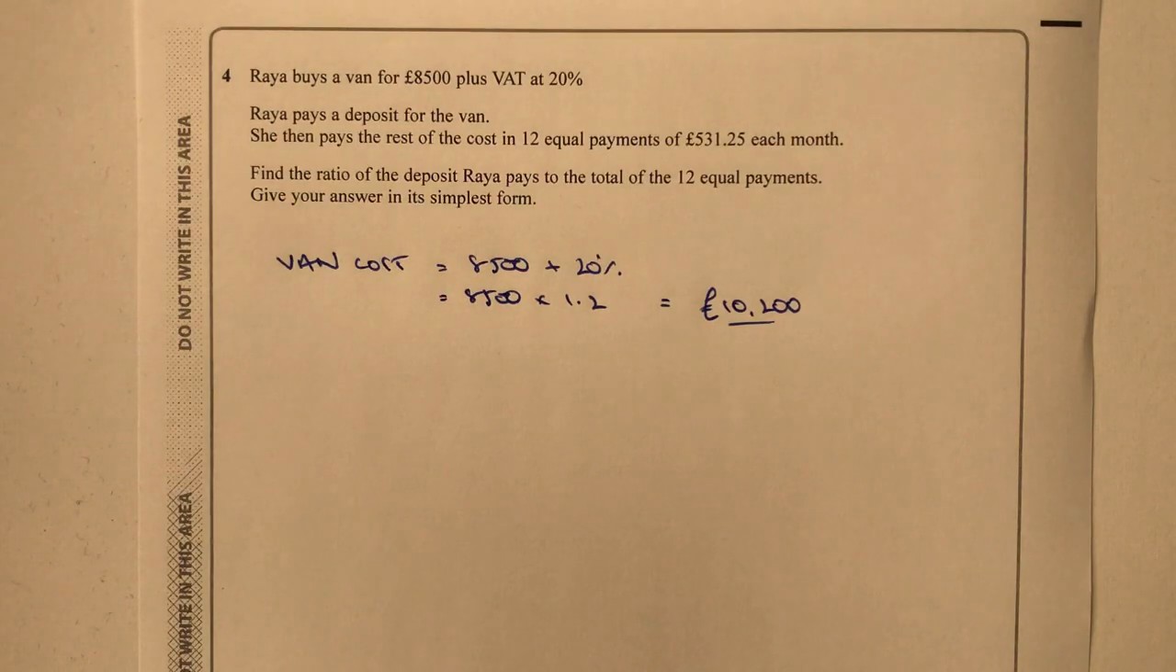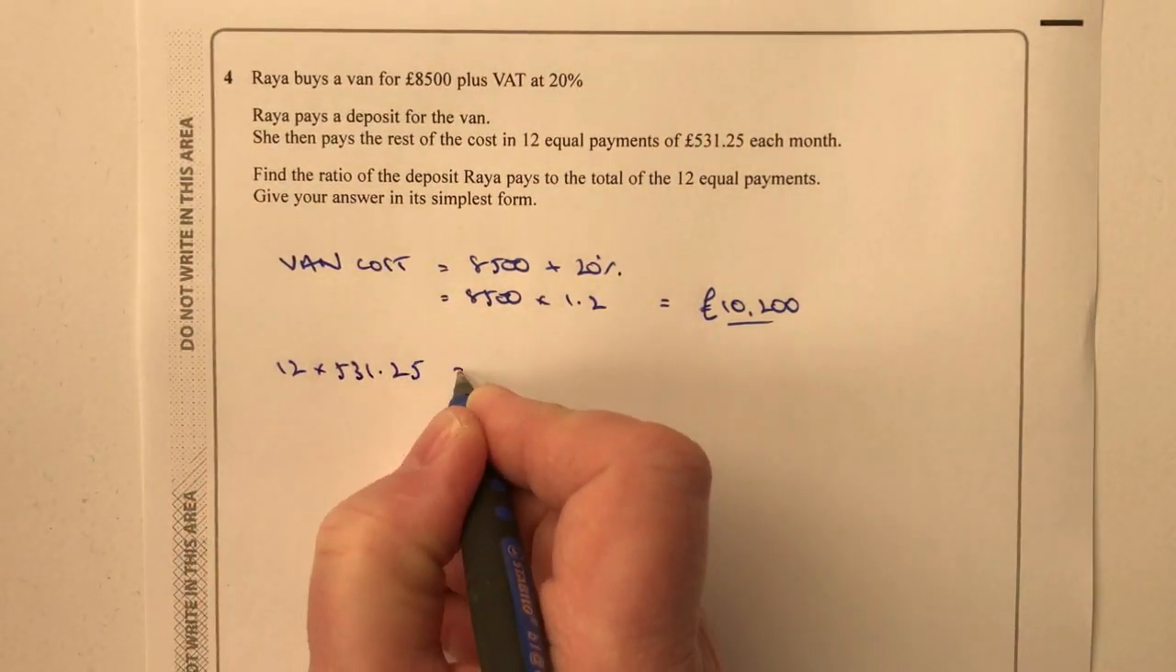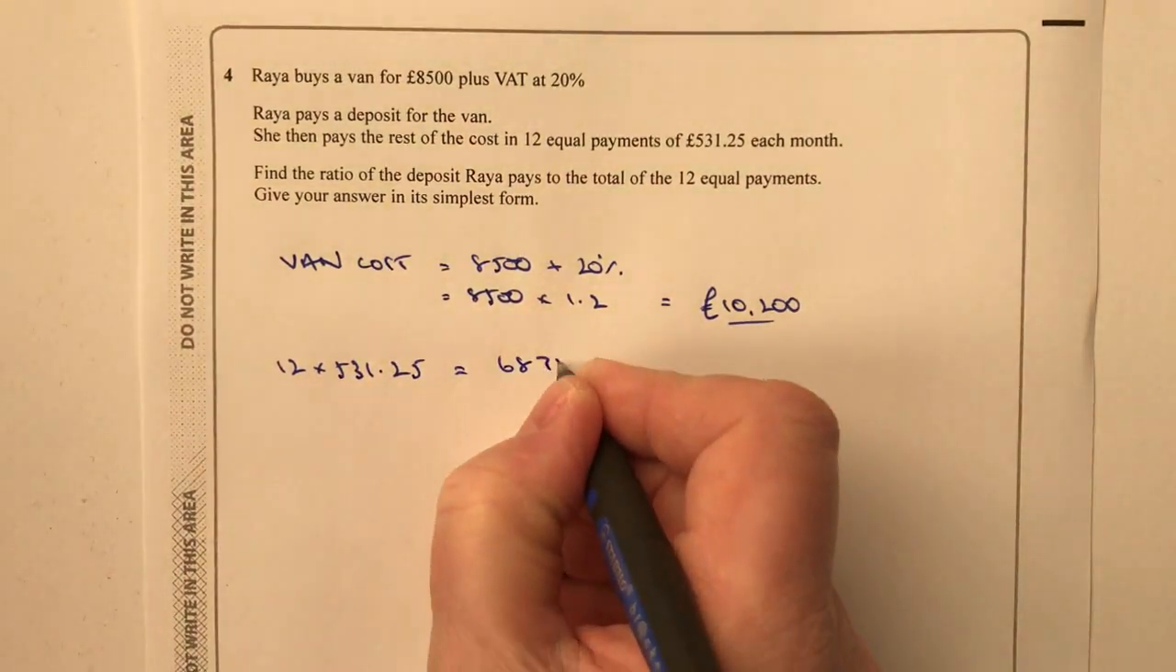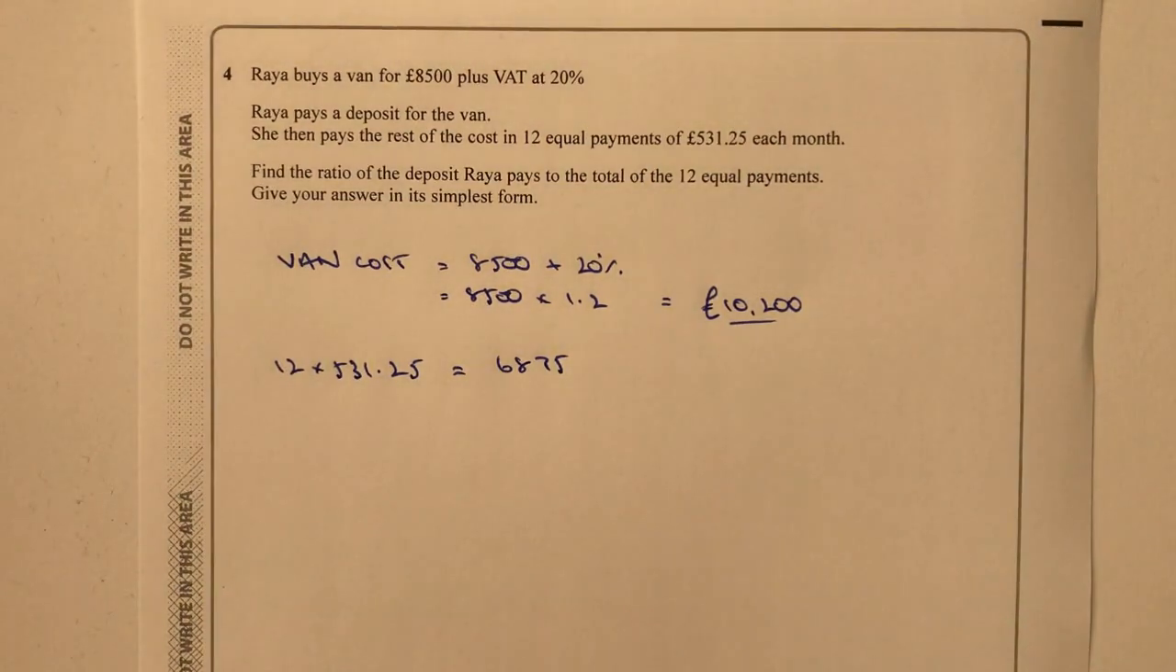Okay, and then it says she pays a deposit for the van. She then pays the rest of the costs in 12 equal payments of £531.25 each month. So let's find out how much the 12 equal payments are going to be. So again, if I put this into a calculator, I'm going to get 12 times 531.25, and that means that actually she's paid £6,875 in instalments.